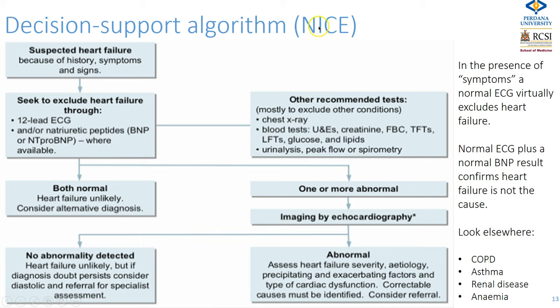NICE, the National Institute for Clinical Excellence in the UK, has released some years ago now a decision support algorithm which more or less just repeats what I've just said. In suspected heart failure, do an ECG and/or a BNP. If these are both normal, heart failure is very unlikely. Consider other diagnoses. So this is where the other tests like the full blood count and chest x-ray would come into play. If one or both are abnormal, then you would go ahead and do an echocardiogram.